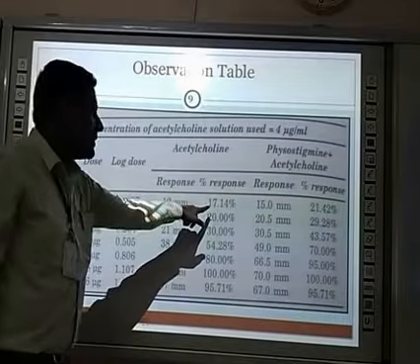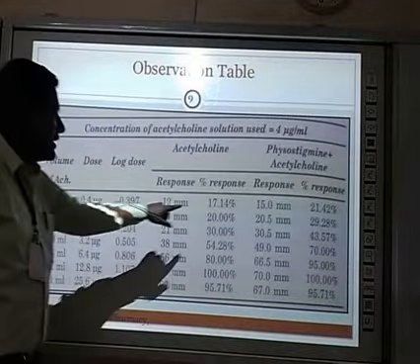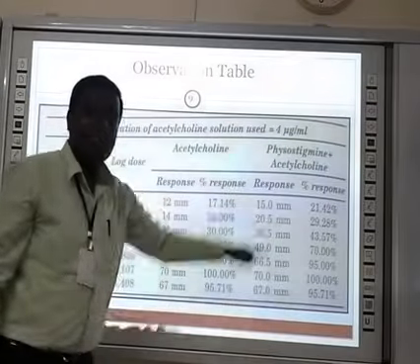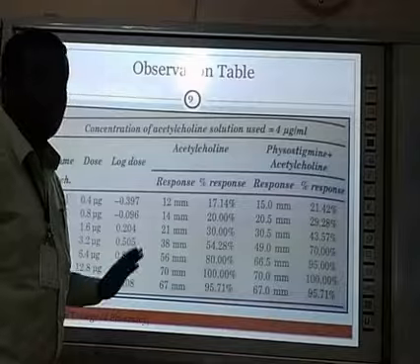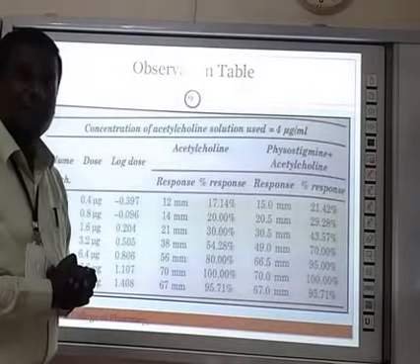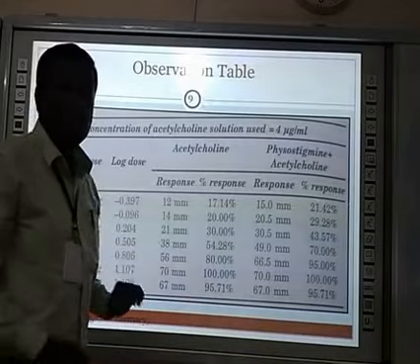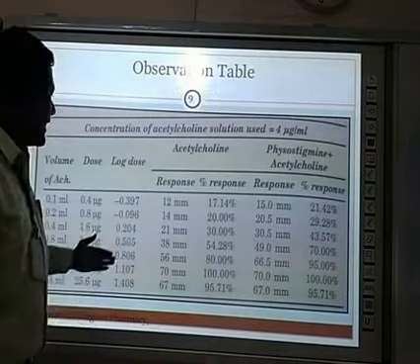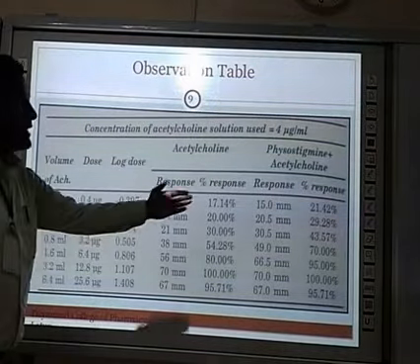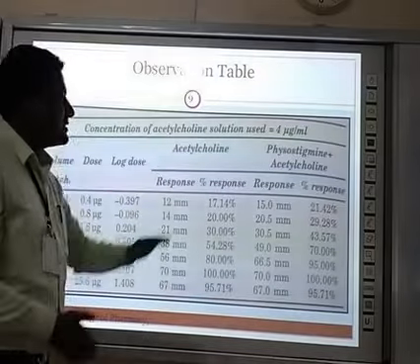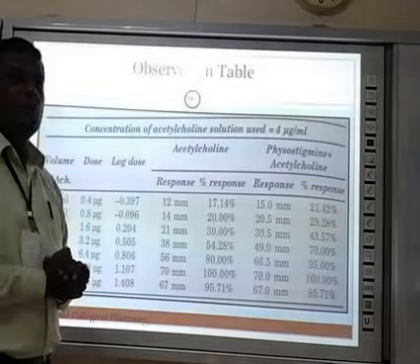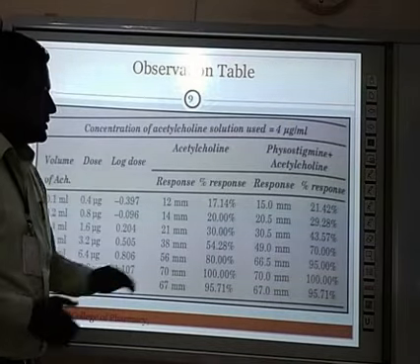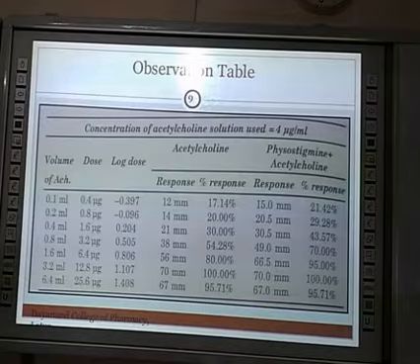So look at the percent response. For 0.1 ml it shows about 17% response without physostigmine, while with physostigmine acetylcholine shows 21 or 22% response. So acetylcholine with physostigmine potentiates the effect. Look at the other percent responses as well: with physostigmine and acetylcholine there is a potentiation action. So this is the observation table.